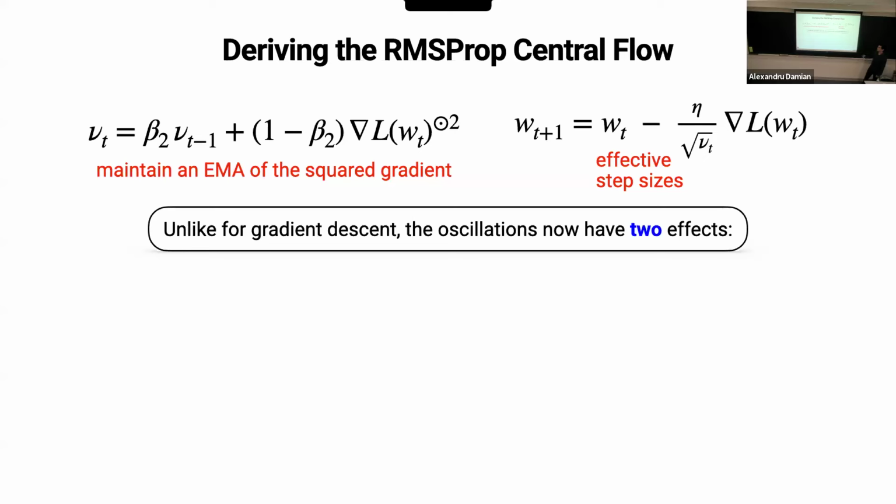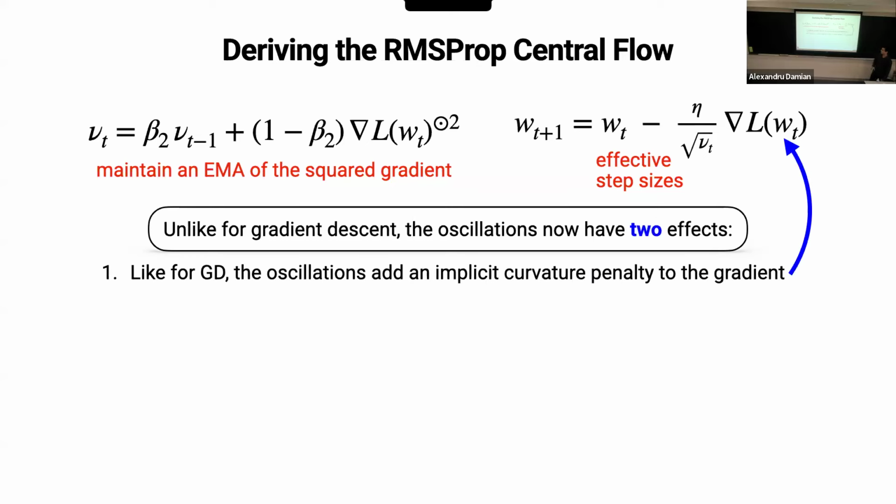I want to show how you derive the RMSProp central flow. I'm just going to skip to the answer, but I want to give some intuition for what changes compared to gradient descent. The first thing is that for gradient descent, we saw that when you oscillate, the gradient gets replaced with the average gradient. This is still going to be true. RMSProp is still going to oscillate, and these oscillations are going to add some extra term, some curvature penalty, to this gradient when you convert this to a continuous time process.